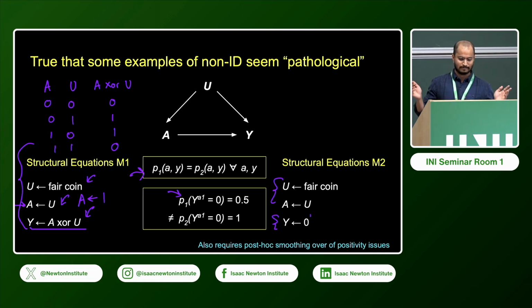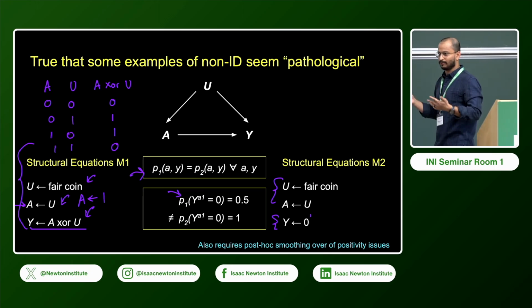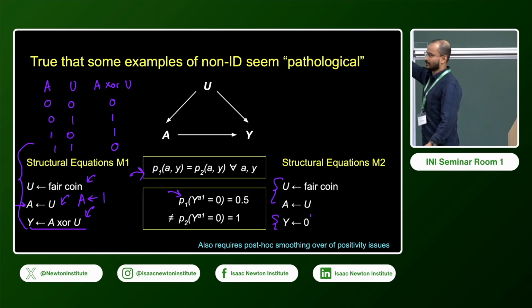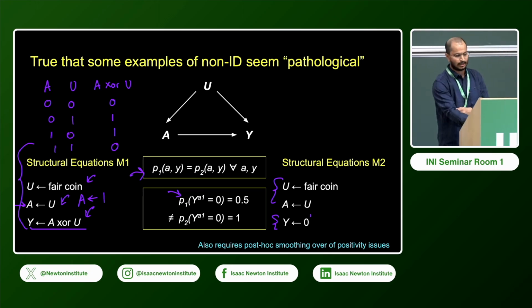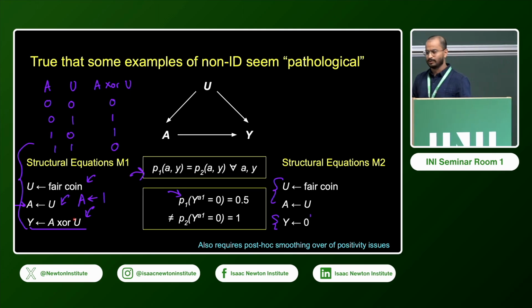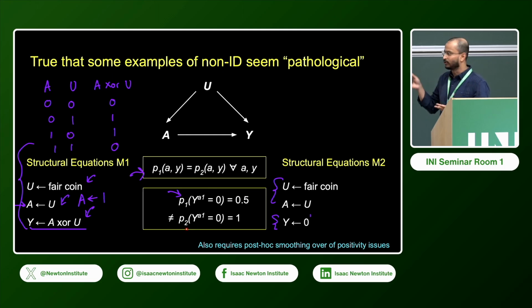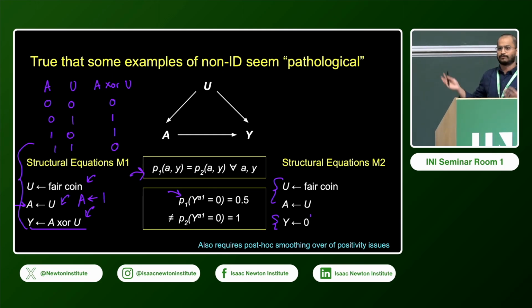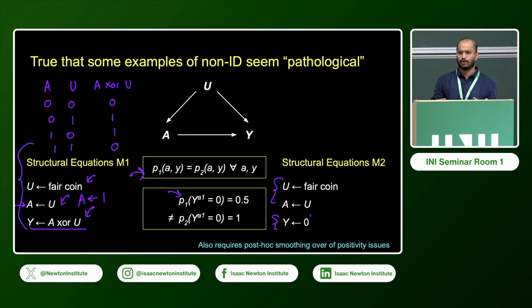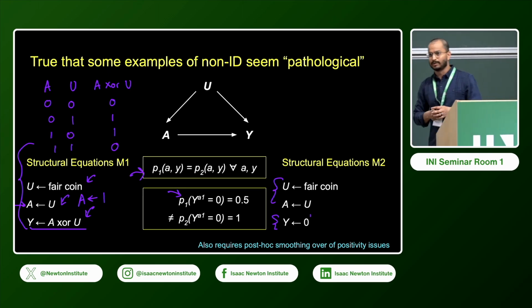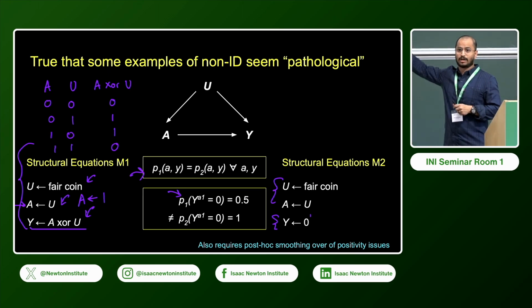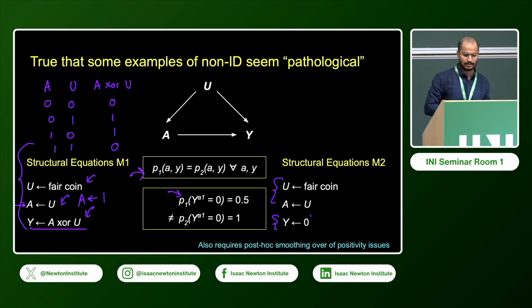When I showed this to my students, they were like, in the real world, do you ever see XORs? And they had a bunch of questions. There's also positivity violations, as you can notice over here, because in both these observed data distributions, Y can never be equal to 1. So this requires some post hoc smoothing over the positivity issues. This is roughly how non-ID proofs typically go, and when we do something more complicated, we do use the XOR operator a ton for all of these non-identification proofs.